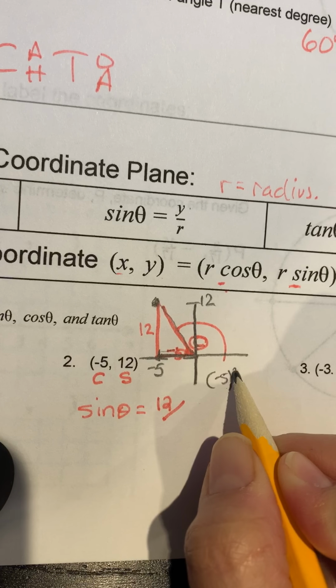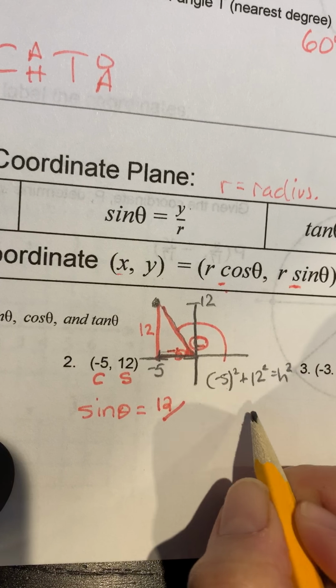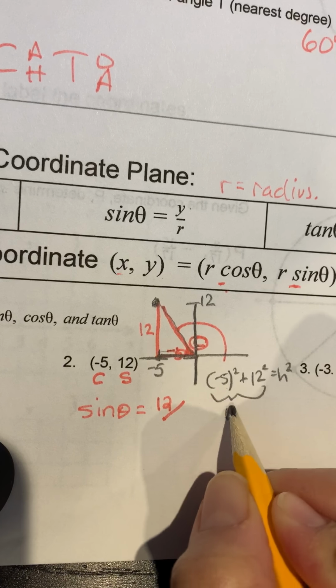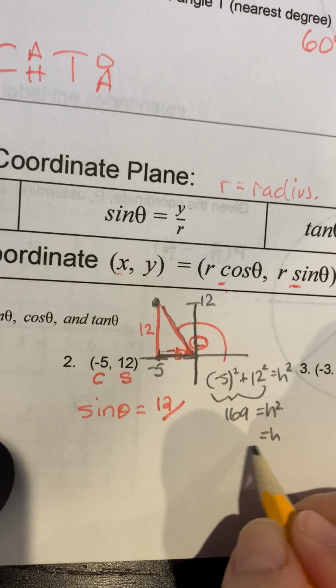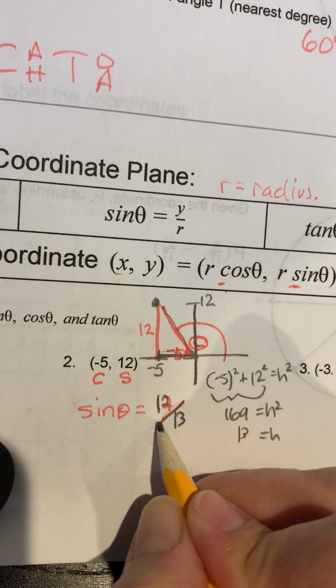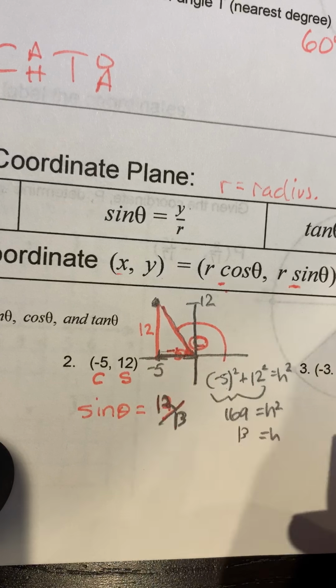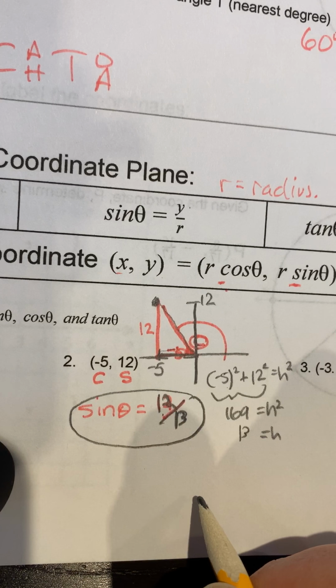So let me take a moment and go -5 squared plus 12 squared equals hypotenuse squared. So this is going to be 169. It's hypotenuse squared, so h is equal to 13. So this will be 13. So it's going to be 12 over 13. Sine of theta is 12 over 13.